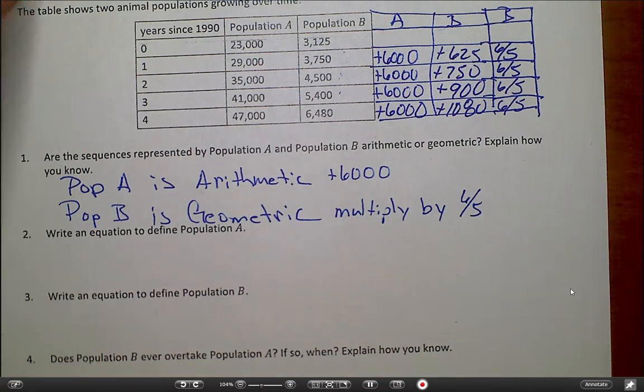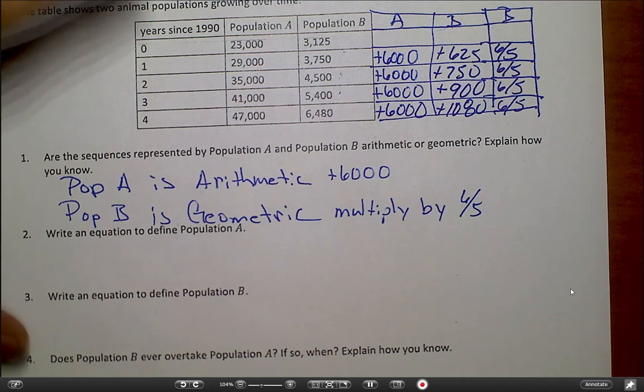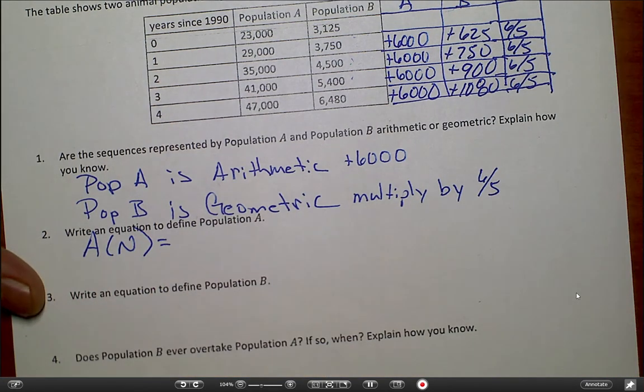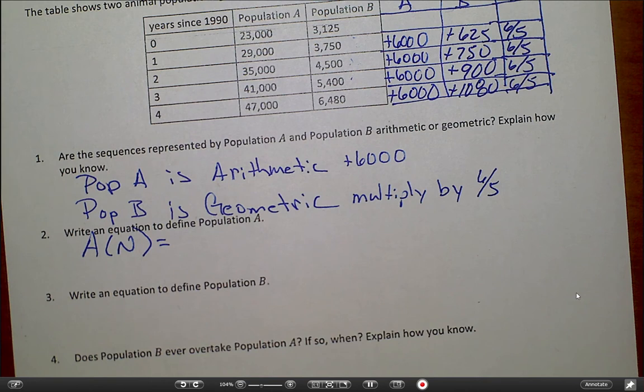Write an equation to define population A. So if this is an equation to define population A, is this regressive? Do I need my previous one? No. I do not need the previous one, do I? I do not need the previous one, so let's go ahead and state it as is. So this would be A of n is going to be equal to, so this one is not going to require the previous one. So what am I starting off with?